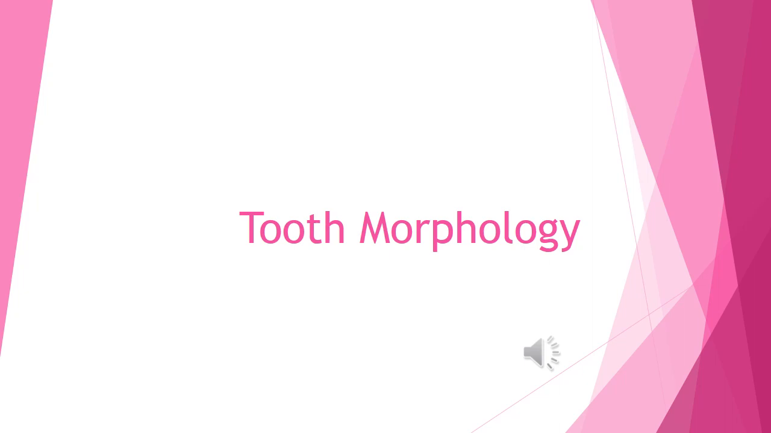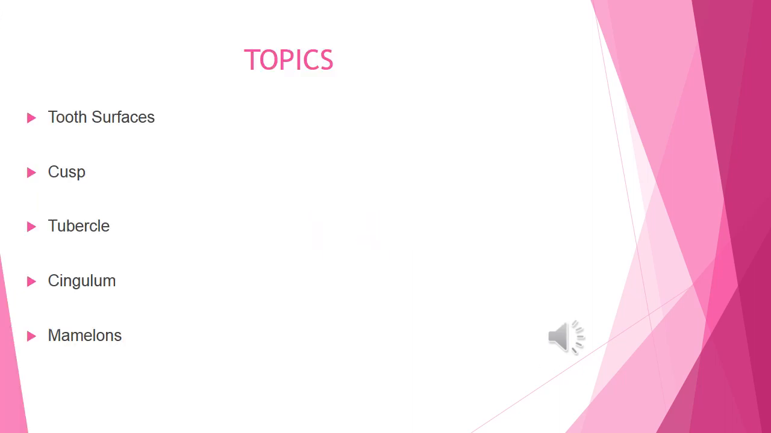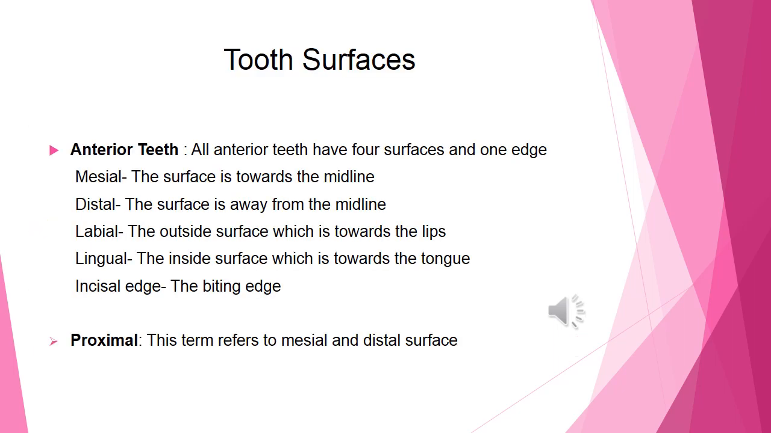We are going to continue with tooth morphology introduction. Today we are going to cover these topics such as tooth surfaces, what is cusp, tubercle, cingulum and mamelons. Starting with our first topic, which is tooth surfaces.